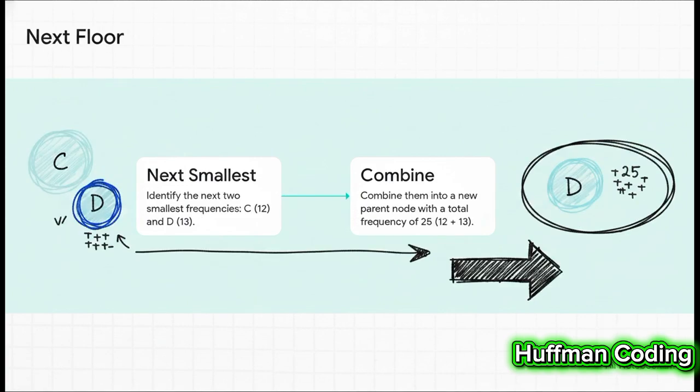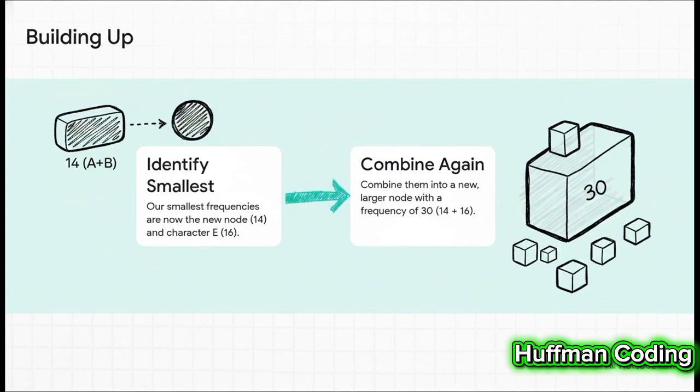Okay, let's keep building. The process is exactly the same, which is what's so elegant about this. We look at what's left and find the next 2 smallest frequencies. That's C with 12 and D with 13. We'll merge them together into their own little family. 12 plus 13 gives us a new node with a combined weight of 25. Now, this is the really important part, so watch this. We repeat the process, find the 2 smallest things in our list, but this time it's not just single letters. The smallest things we have are that new node we just made, the one with a value of 14, and the character E with a value of 16. So we combine those.